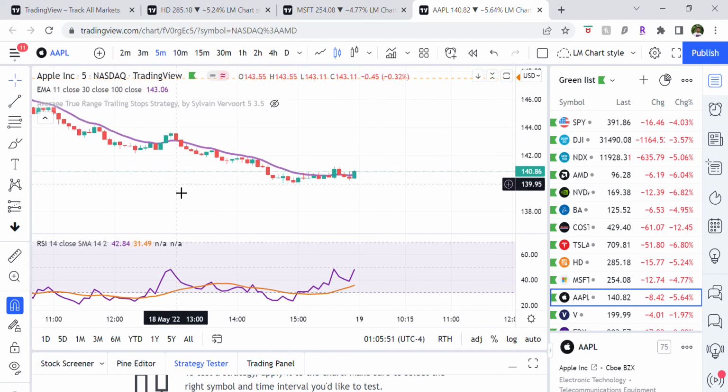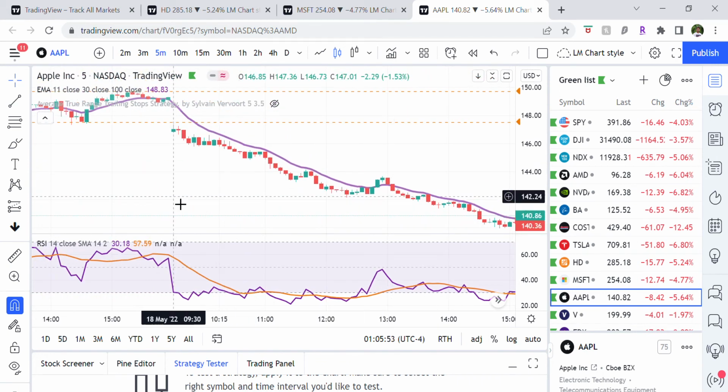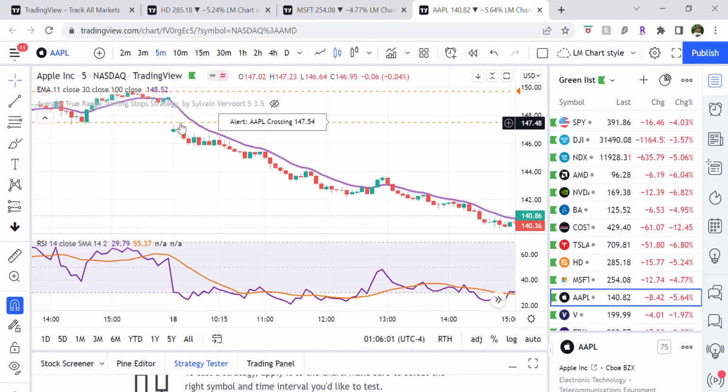I'll directly move on to the 5-minute chart. I'll increase the size of the candles. I'll go to the 18th. The stock has opened below my level. My level is at 147.5, and it has opened below it. Very good. I'll wait for 45 minutes.